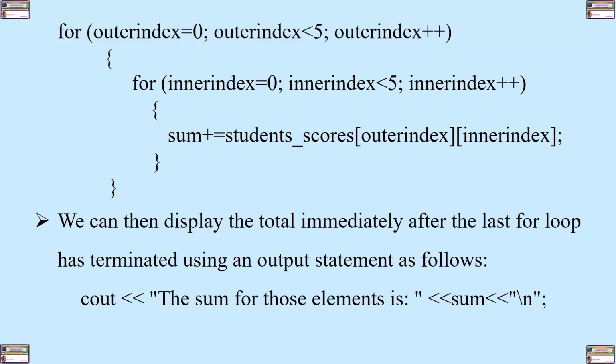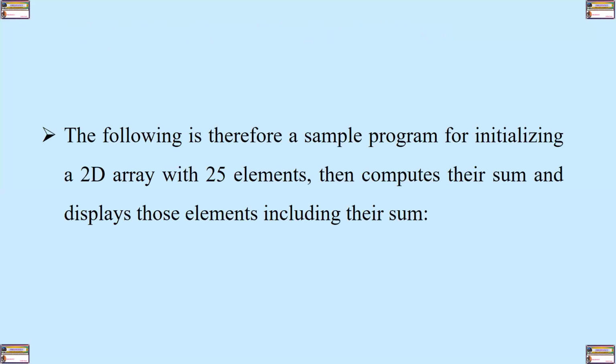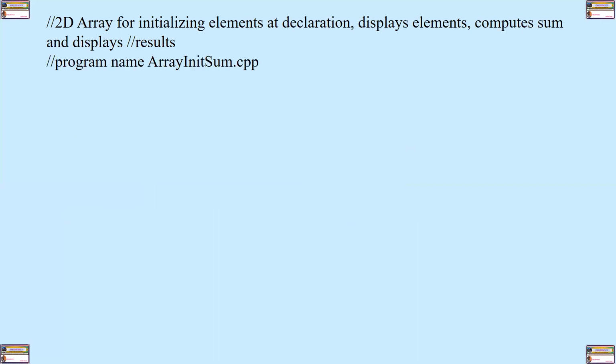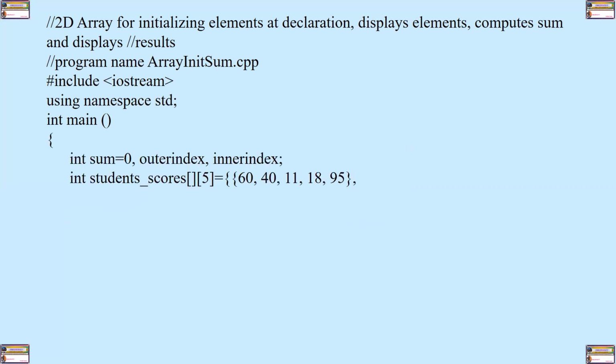So we can then display the total immediately after the last for loop has terminated using an outer statement, just as we have done for the other one. The following is therefore a sample program for initializing a two-dimensional array with 25 elements, then computing their sum and displaying those elements, including their sum. Displays all of them. So that's my comments. My program is array init sum, just like the other one, but these are 2D arrays. So let's call it 2D array init sum. And then the normal parts remain.